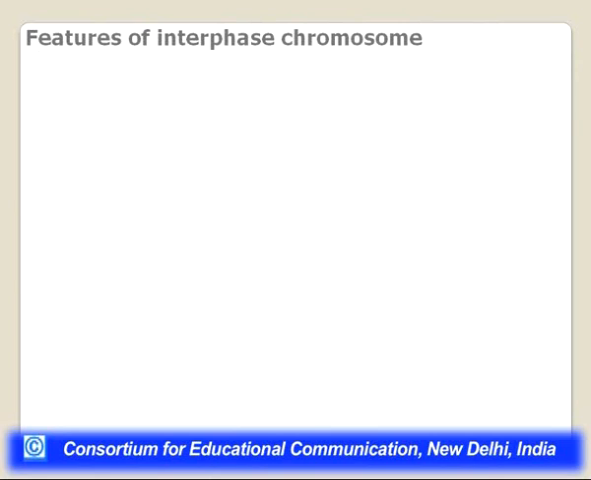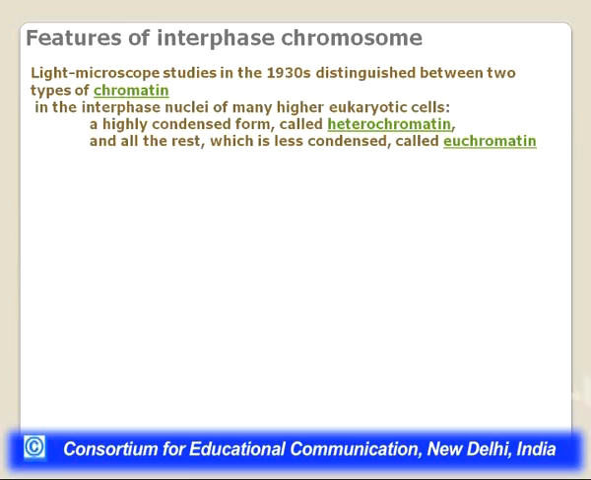I would just review the features of the interphase chromosome which I started last time. When you observe it under a light microscope, just a stained specimen, you will see different kinds of staining. Some parts of the nucleus will be deeply or darkly stained, while some will be lightly stained. So there are two different kinds of organization which we distinguish on the basis of this, called heterochromatin and euchromatin. I'll quickly go through this.